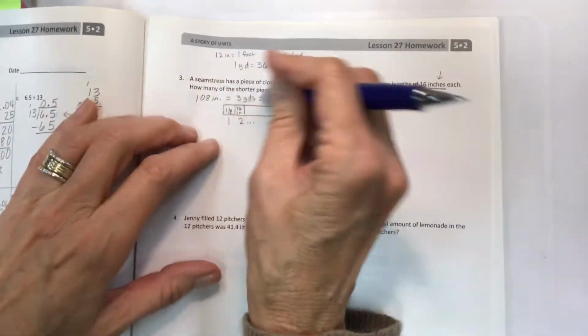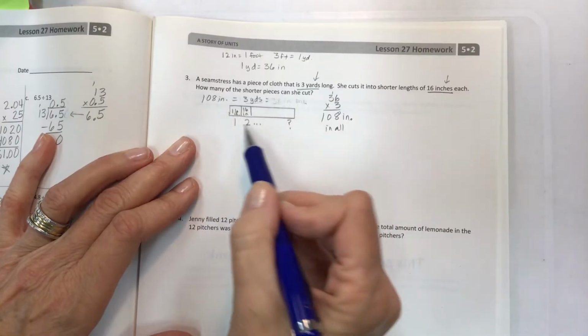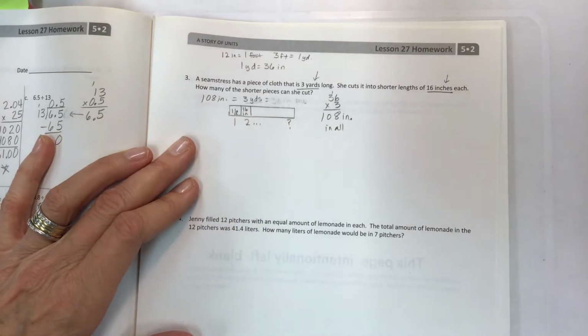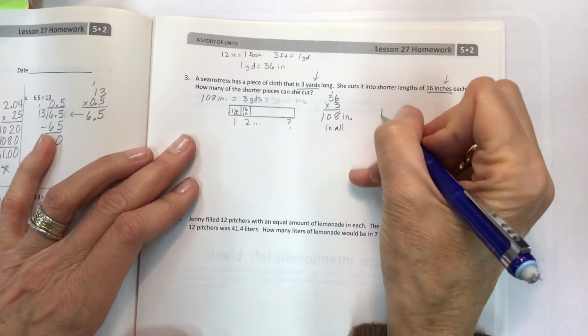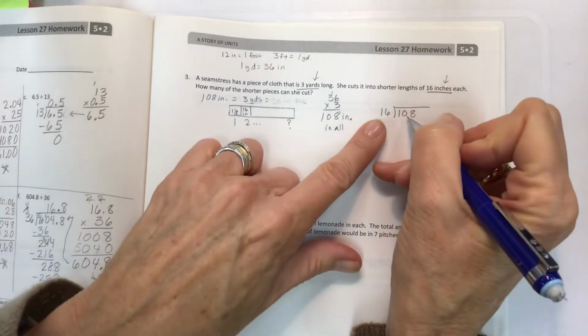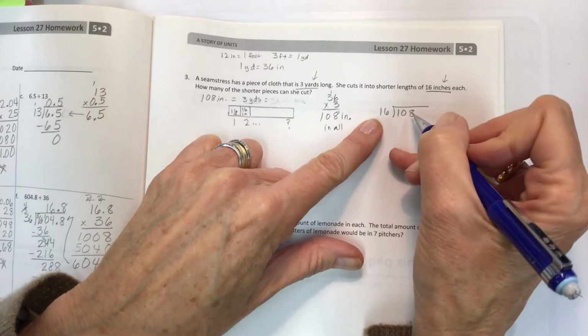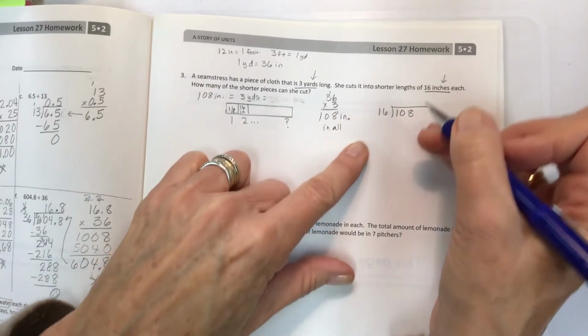Why don't we just take that out? It's already up here. Okay. So now you have your 108 inches, and we're dividing it into pieces that are 16 inches each. That's your divisor. This is your dividend. So 10 is not divisible by 16, but 108 is. How many times?